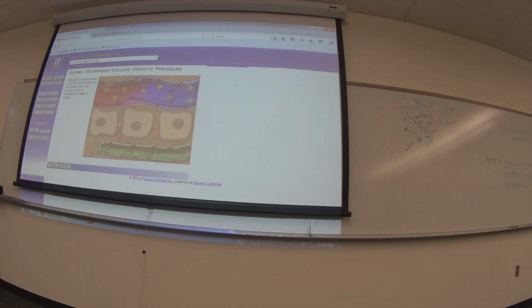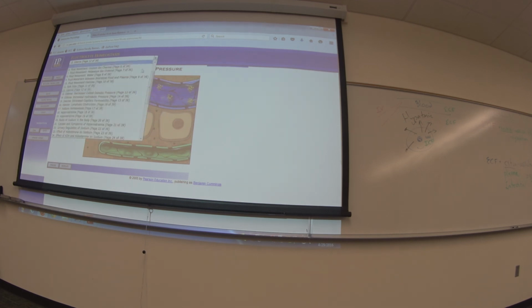So here's her ICF, these are her cells. Everything else on the screen's an ECF. So the water will be leaving her cells and filling up the rest of her body, all the little spaces, all the little tubes, and that's going to make her swell up.